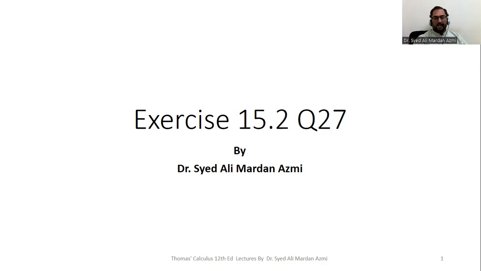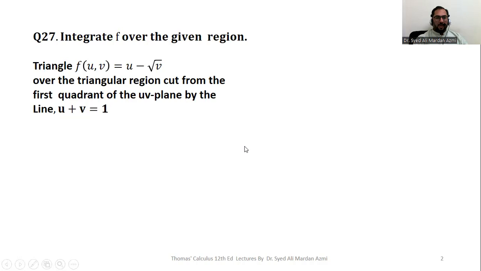In this lecture, we will discuss exercise 15.2, question number 27 from Thomas Calculus 12th edition book. Statement of question is integrate f over the given region. Region is triangle. F is given by u minus square root of v, and triangular region is the triangular region cut from the first quadrant of the UV plane by the line u plus v equal to 1.